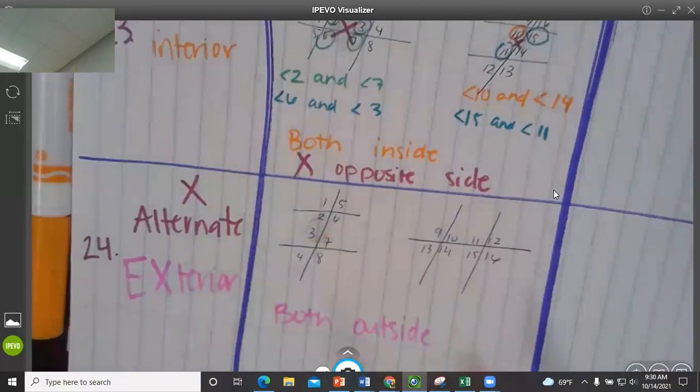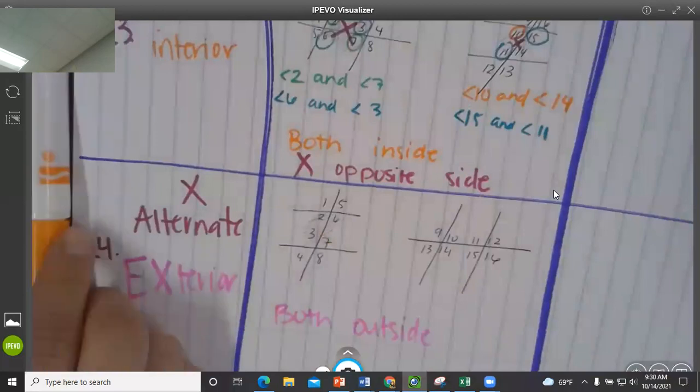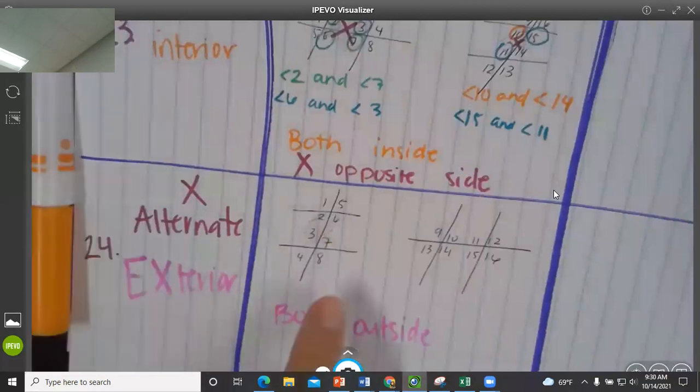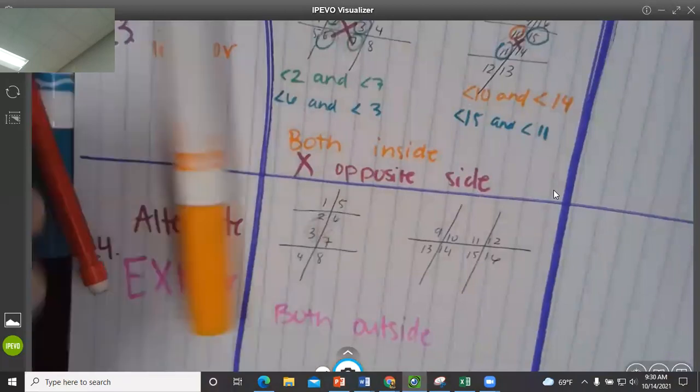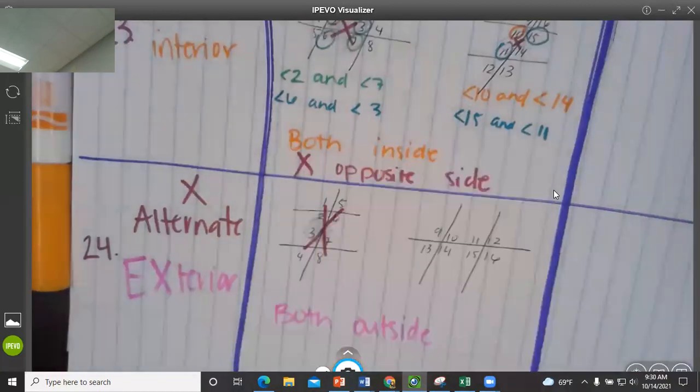So Andre, Eric, can you give me an angle outside? 8. 8 is 1, 4, 1, and 5. Those are outside. We're only doing outside right now. So I make the big X, because now we're talking about the ones outside like that. Okay. So he said 8.